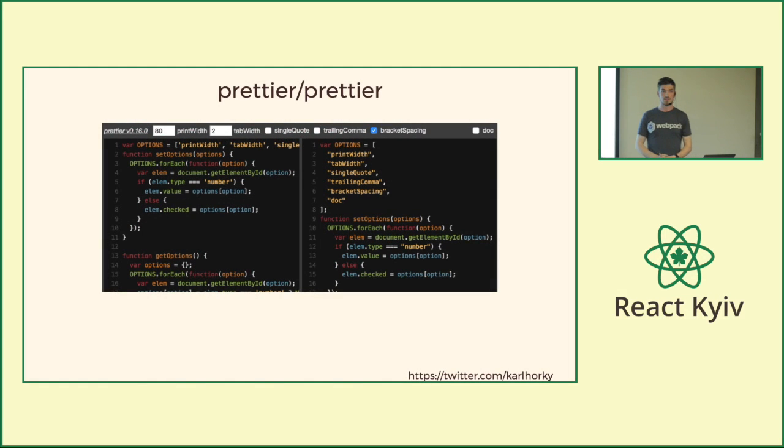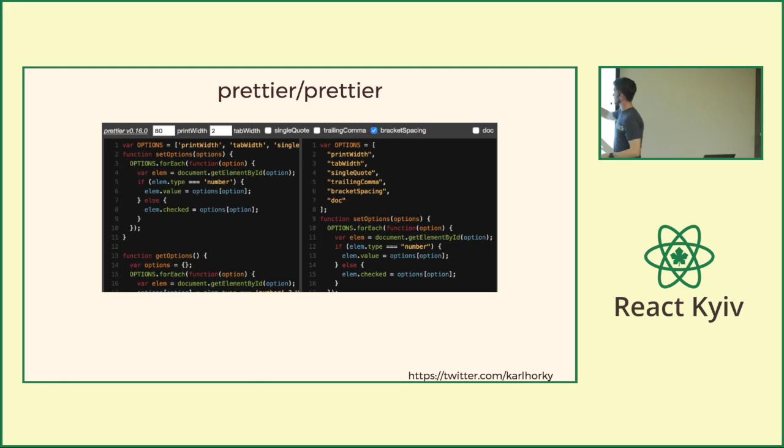I don't know if you know this. This is a code formatter. So it's kind of like either an alternative or something that you can use in addition to ESLint. So this allows you to format your code, and you don't need to worry about any of the options.